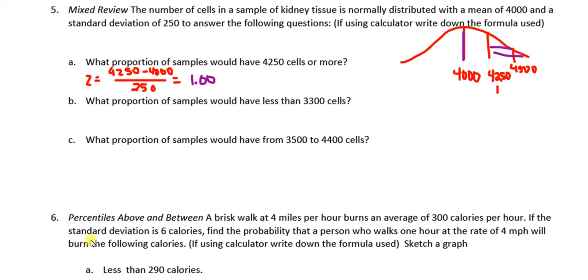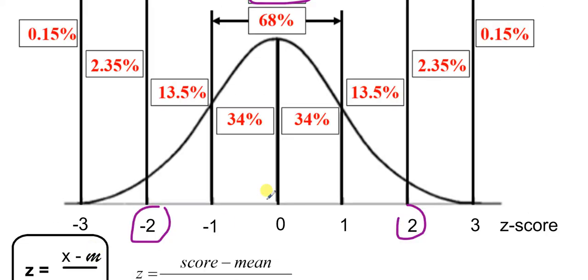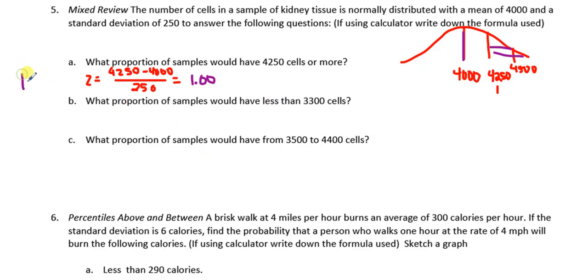I'll use my table this time, but you could just look up here and go 1 or more. You've got 13.5, 2.35 plus 0.15. That's 16%. So our answer should be roughly 16%, and if you wrote an answer of 16% on this, that would be fine.